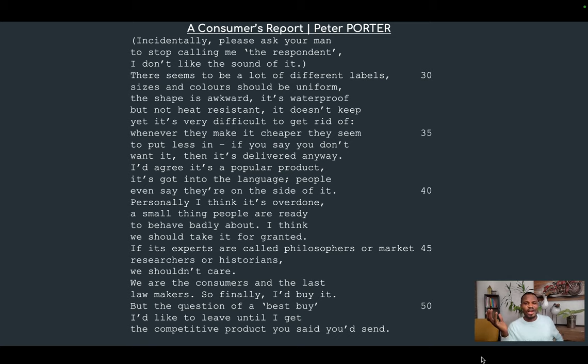It's got into the language. People even say they're on the side of it. Personally, I think it's overdone. A small thing people are ready to behave badly about. I think we should take it for granted. If its experts are called philosophers or market researchers or historians, we shouldn't care. We are the consumers and the last lawmakers. So finally, how about it? But the question of Best Buy, I'd like to leave until I get the competitive product you said.